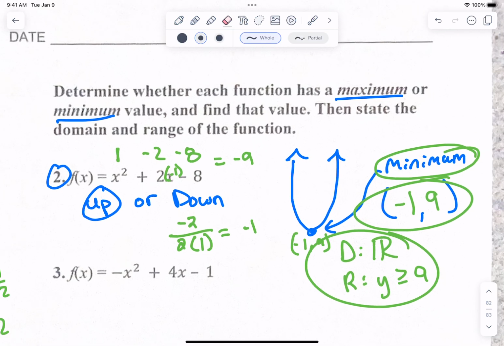Negative 9? Why is it negative 9? Oh, yeah, you're right. Negative 9. Okay. Sorry. I looked over there and wrote it wrong. There you go. I'm just seeing if you're paying attention.